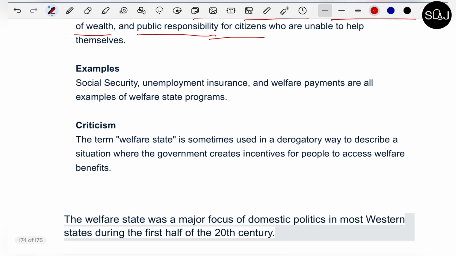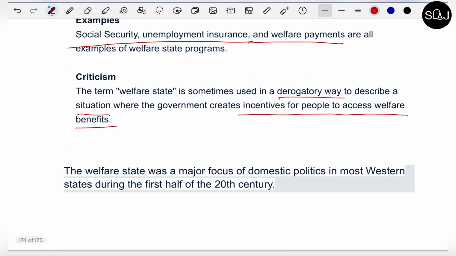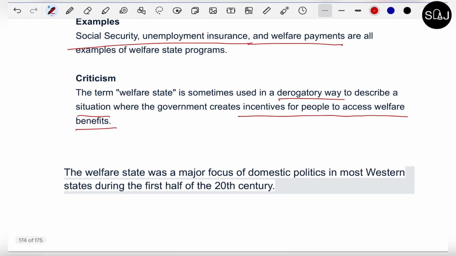Examples: social security, unemployment insurance, and welfare payments are all examples of welfare state programs. Criticism: the term welfare state is sometimes used in a derogatory way to describe a situation where the government creates incentives for people to access welfare benefits. The welfare state was a major focus of domestic politics in most Western states during the first half of the 20th century.